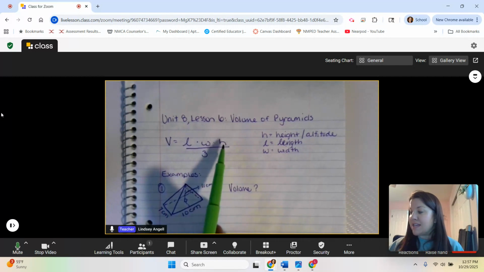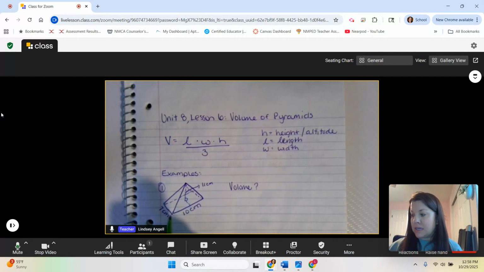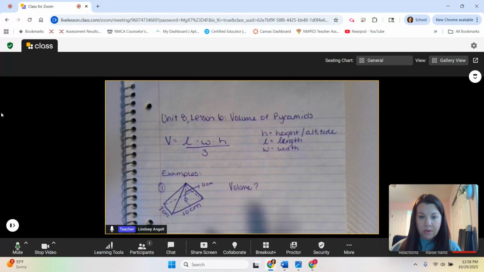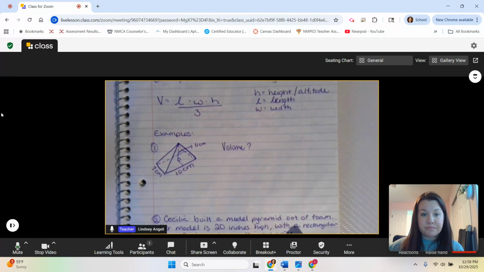In this, the h is equal to the height, also known as the altitude of the pyramid, and that's a perpendicular line from the apex down to the base. Then the length would be one of those side lengths on the base, and the width would be the other one. I should say these are rectangular pyramids, or it could be square pyramids as well. So let's get into it.